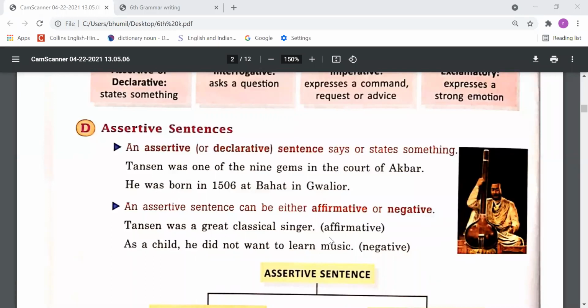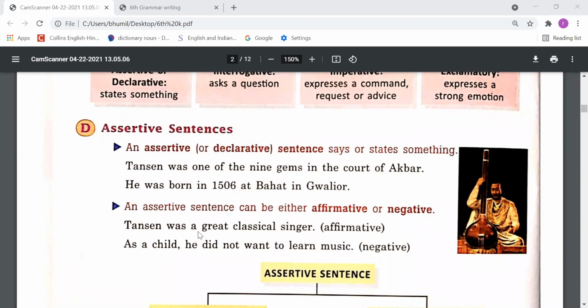Tansen was one of the 9 gems in the court of Akbar. He was born in 1506 at Bahat in Gwalior. So, dear student, whenever we declare something, we give a statement. Those statements are called assertive or declarative. Second point, an assertive sentence can be either affirmative or negative.